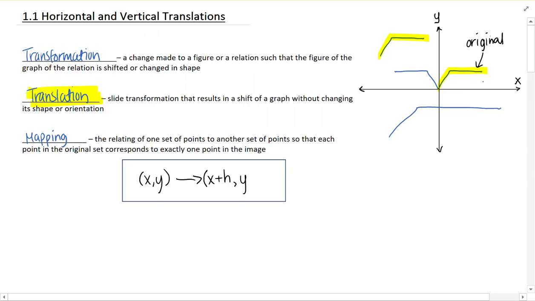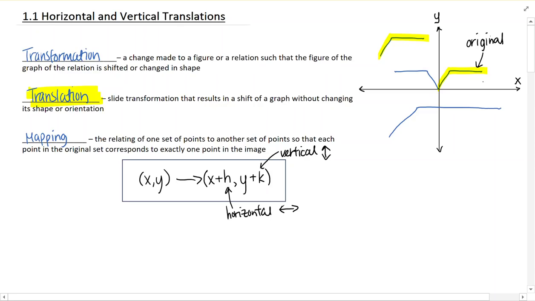Now, y is going to be affecting moving up and down, and that is affected by some k value. So let me just write that down. h will talk about horizontal, and that is left and right. k is vertical, which is up and down. Okay.